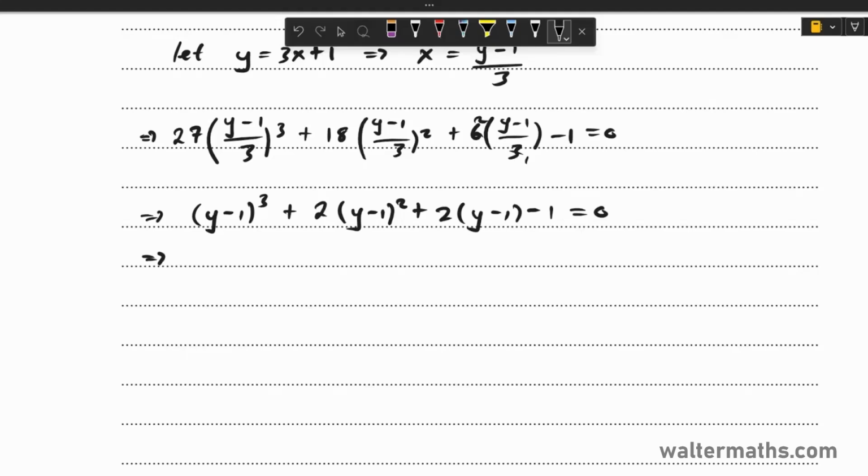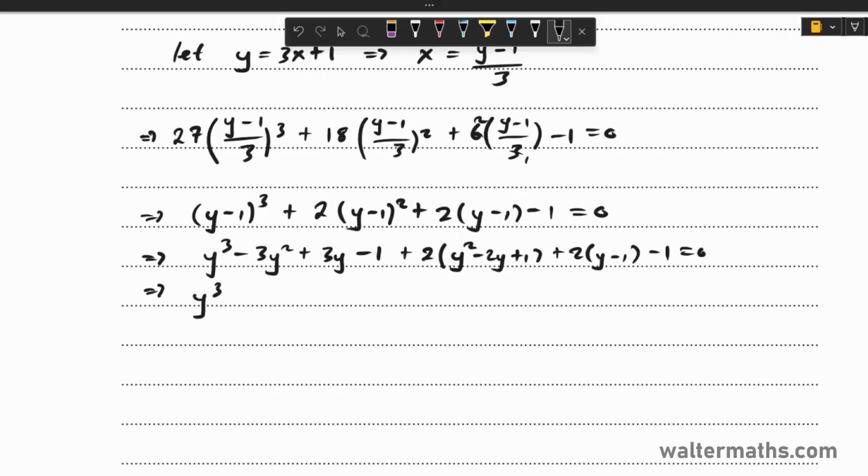Now this gives us y cubed minus 3y squared plus 3y minus 1, plus 2 of y squared minus 2y plus 1, and it's plus 2 of y minus 1, minus 1 equal to 0. So let's simplify this again. Y cubed minus 3y squared plus 3y minus 1 plus 2y squared minus 4y, and it's plus 2 plus 2y minus 2 minus 1 equal to 0.